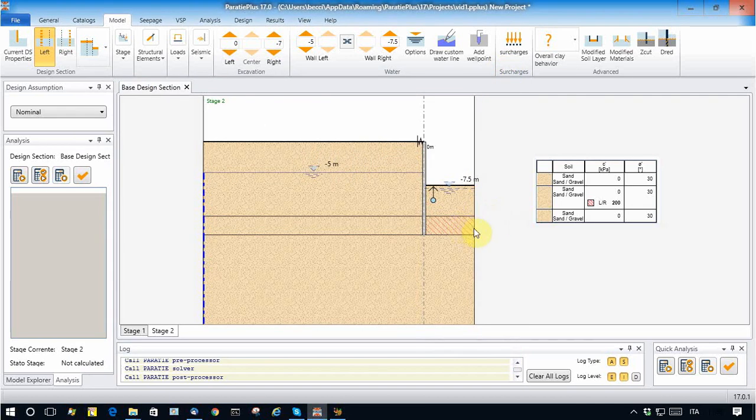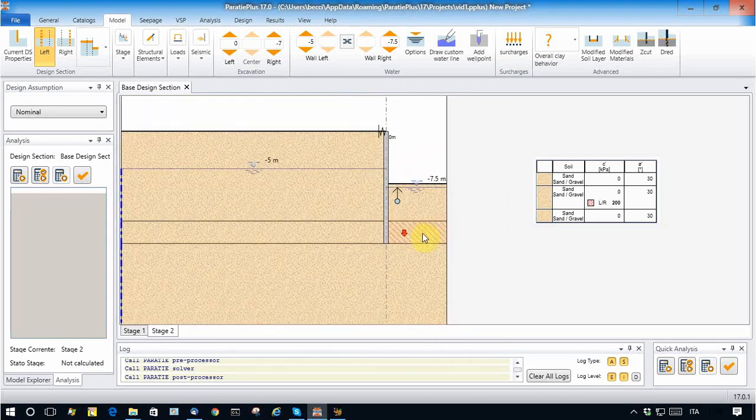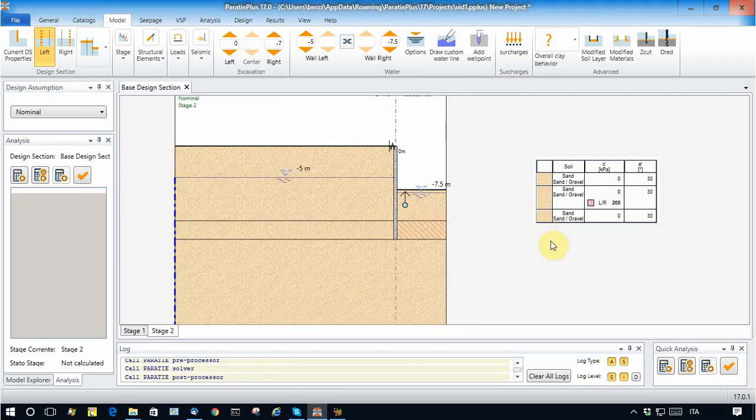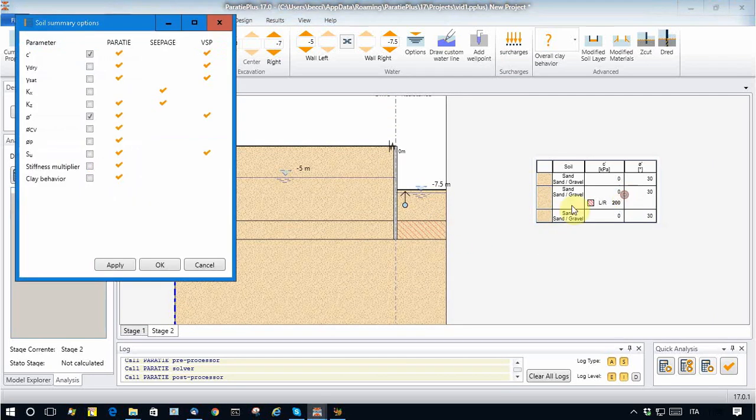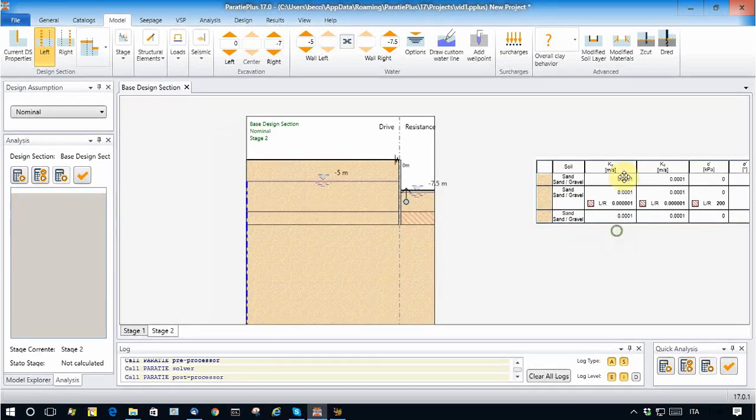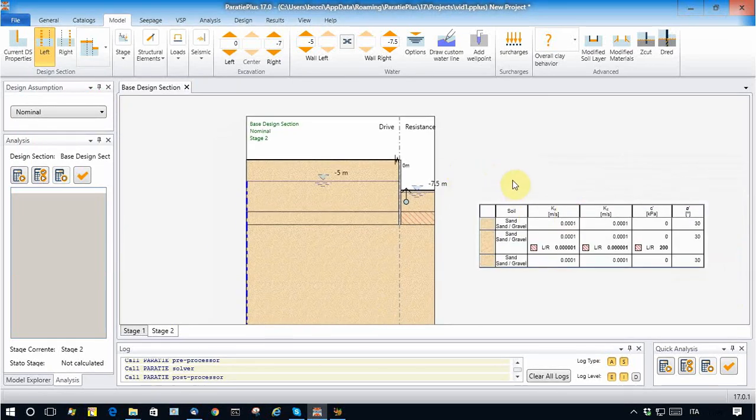This modification is shown as a hatched zone here in the model, so you can see what happens exactly. We can also take a look at the permeability table. Okay, you see that the permeabilities are modified.